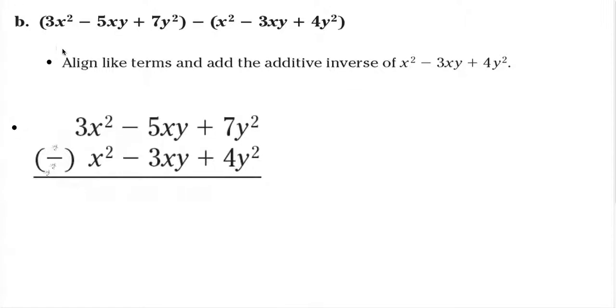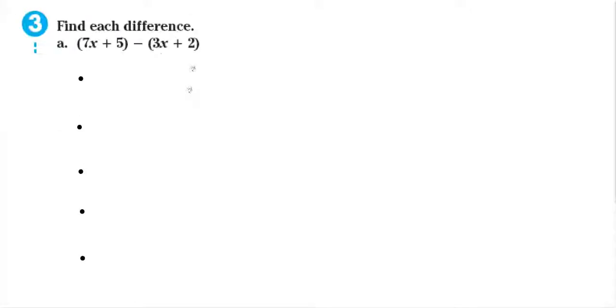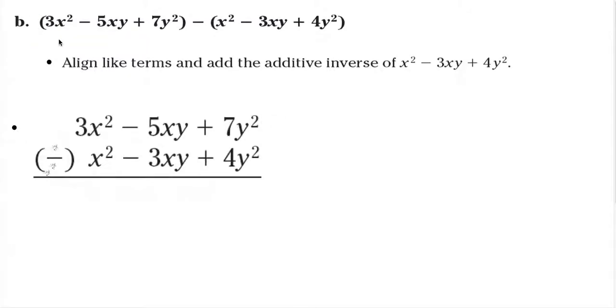Okay, let's look at example B. Was that example A? Yes, I'm assuming that's example A. Yep. Example B, you have 3x squared minus 5xy plus 7y squared minus x squared minus 3xy plus 4y squared. First, align like terms and add the additive inverse of x squared minus 3xy plus 4y squared.